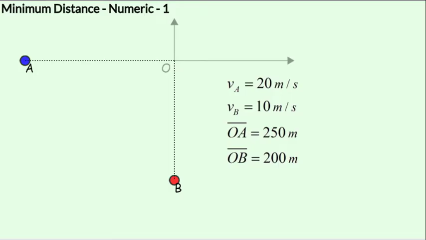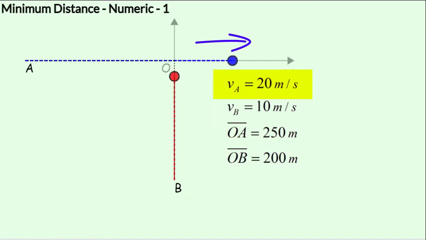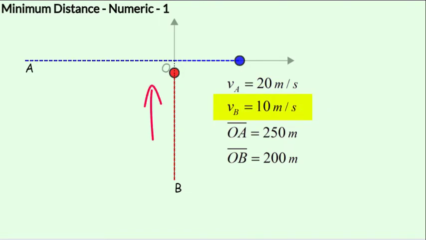Ball A is initially 250 meters to the left of the origin and ball B is 200 meters below the origin. A and B move towards the origin, while ball A moves to the right with a uniform speed of 20 meters per second. Ball B moves upwards with a speed of 10 meters per second.